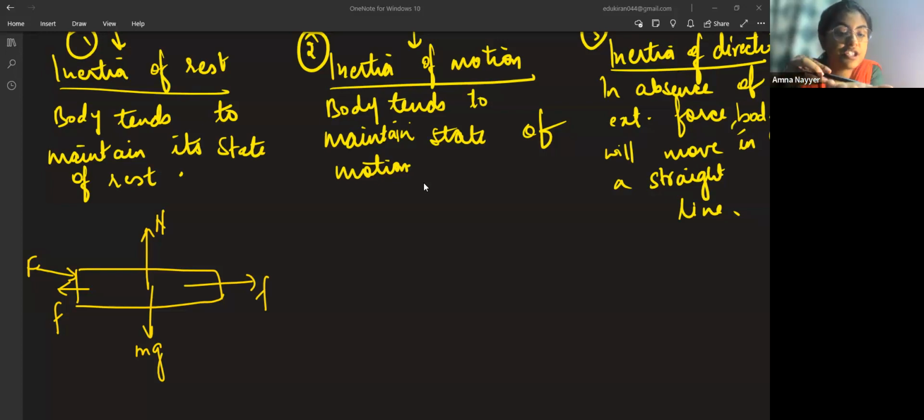But before friction could act, what happened? The pen was able to move, it moved, until as soon as the friction force occurred, it changed its state, right? So this is what is known as inertia of motion. If the body is moving, let's say even a car, or a ball, the best example is a ball rolling.